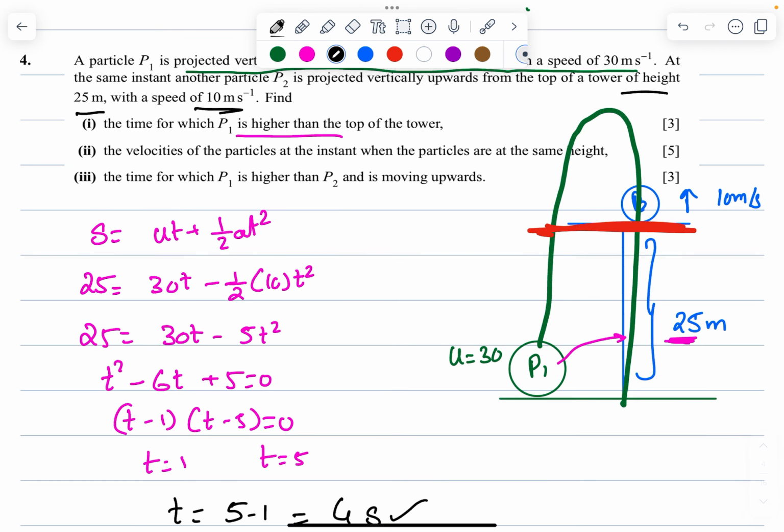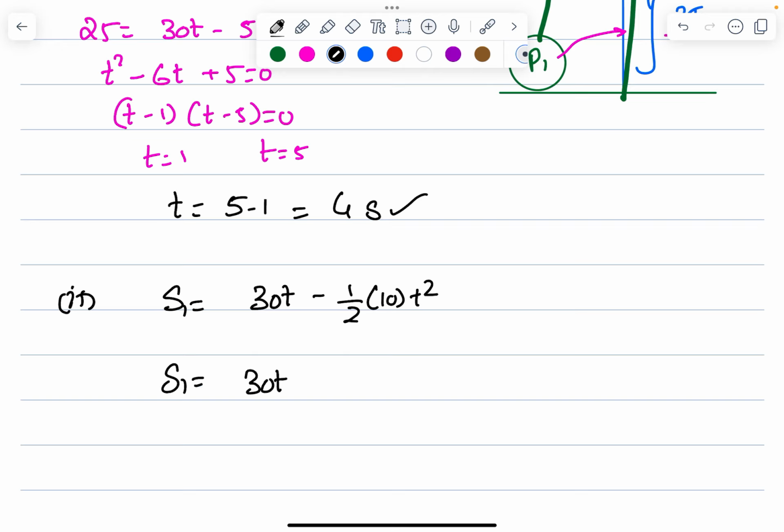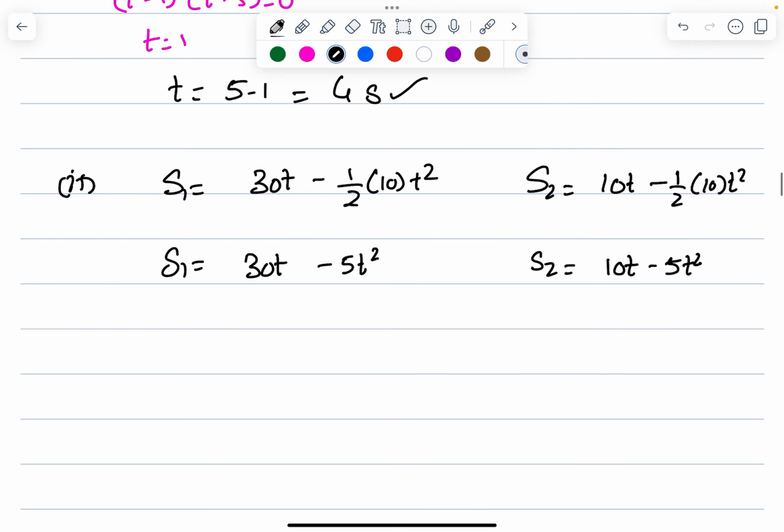Now, the velocities of the particles at the instant when the particles are at the same height. They are at the same height. So S1 is nothing but 30t minus 1 upon 2, 10 t square, which is S1 equals 30t minus 5t square. Whereas S2 equals 10t minus 1 upon 2, 10 t square. So S2 is going to be nothing but 10t minus 5t square.